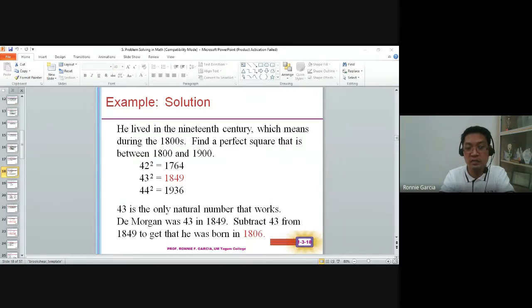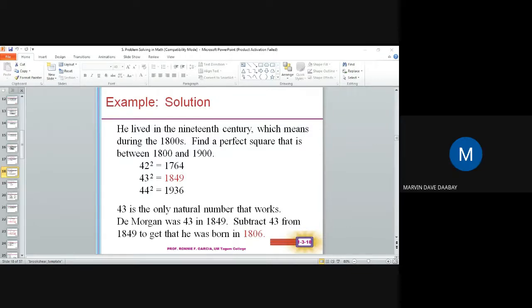Ang 1764 nabilong man ni siya sa 18th century. Na kanipong 44 squared, 44 times 44, 1936, nabilong pod siya sa 20th century. So 19th century man siya na tao, so walay lain kung dili 43 jud, 43 squared. So kaning 43 ang iyang edad in the year 1849. Clue gyapon ni siya gihatag sa problem. Na-guess, Mr. Daabay? Yes, sir. Okay, very good.